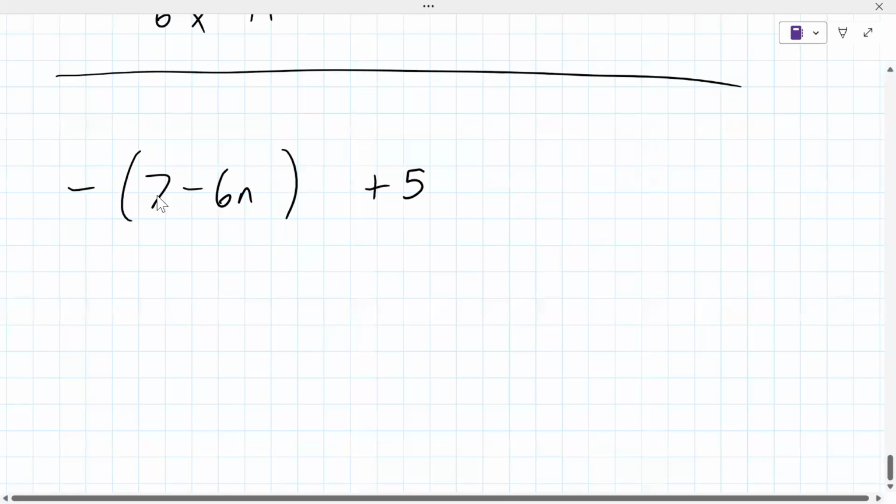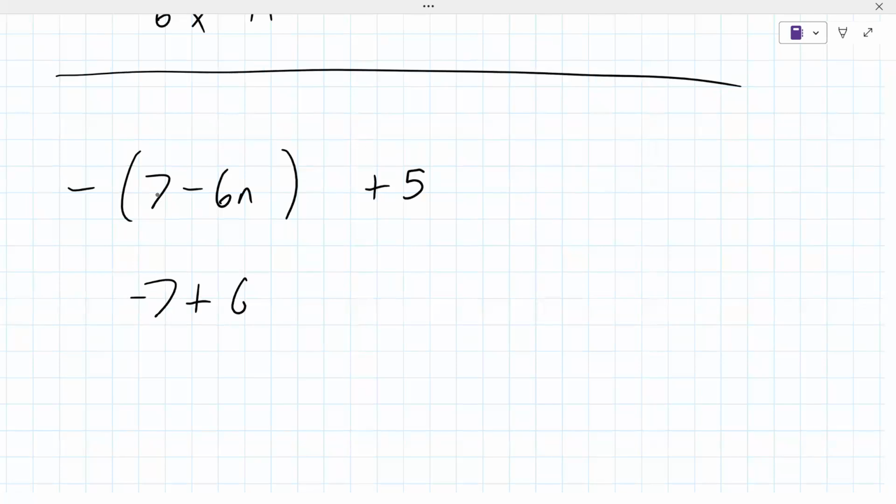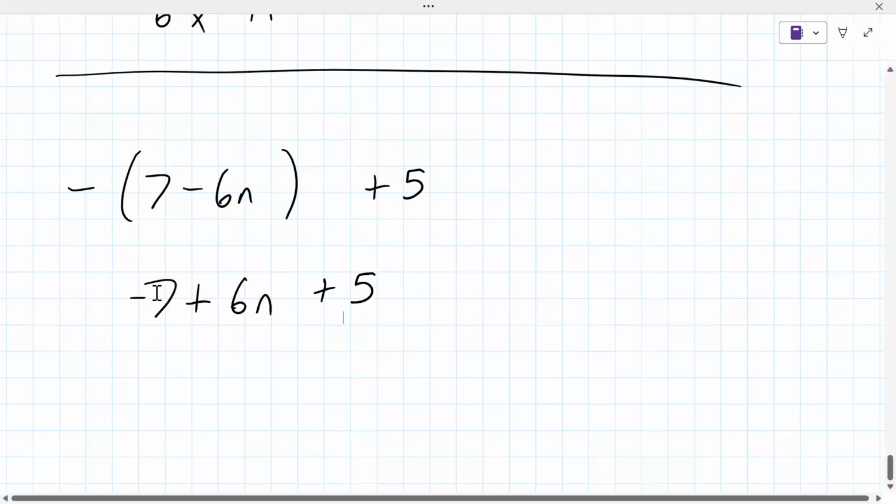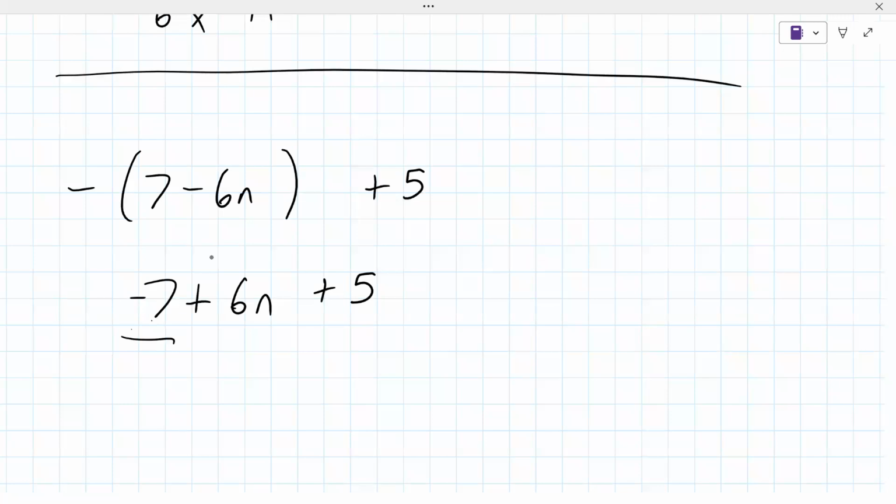So would it be -7 plus 6n plus 5? See how the signs change? It was +7, now it's -7. Was -6, now it's +6. Yeah. Okay. All right, now can you combine those like terms? Would it be -2? It is -2 plus 6n, and that is your final answer.